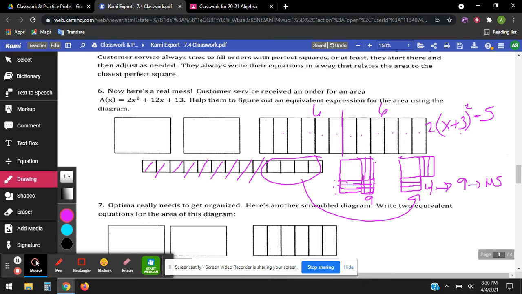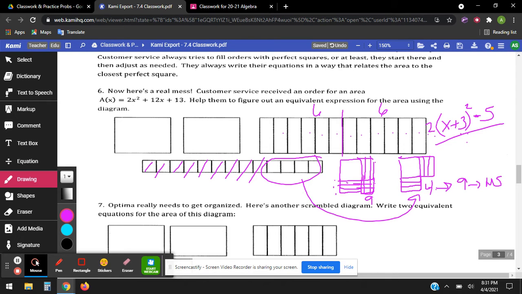6x gives me 12 when I multiply it by 2, but I need to have 3 squared is 9. 9 times 2 is 18. I needed 18, but I don't have enough. I'm 5 short. So that's how we can come up with this using the pictures anyway.